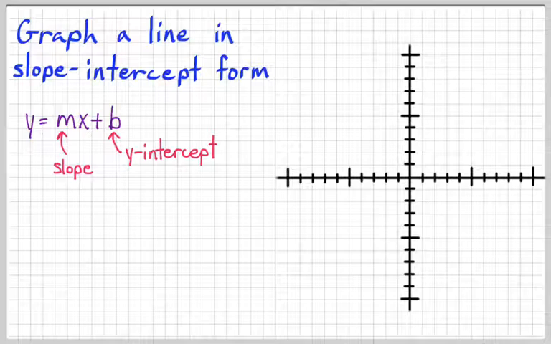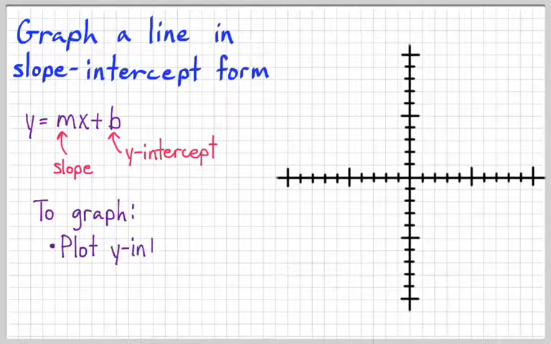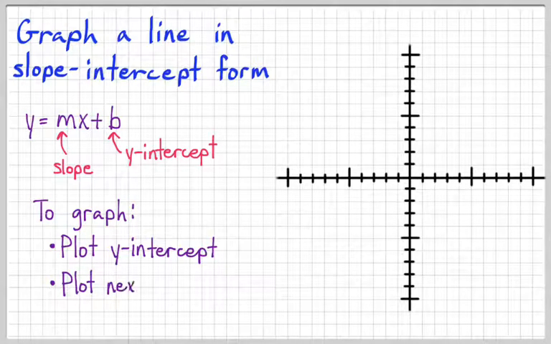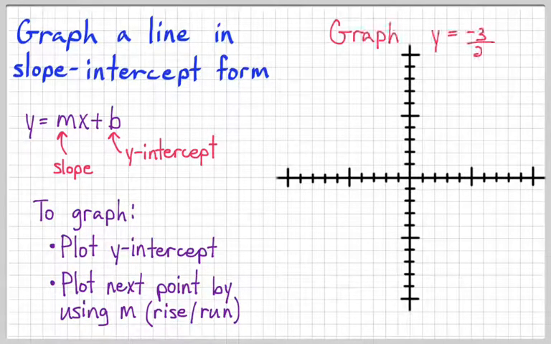In the past, when we wanted to graph a line, we had to make a table and plug in lots of different values for x and calculate different values for y and then plot the xy points. This is much faster. To graph, all we'll have to do is plot the y-intercept, which we will see here, and then we will plot a second point on the line by using slope as rise over run. Let me show you here.